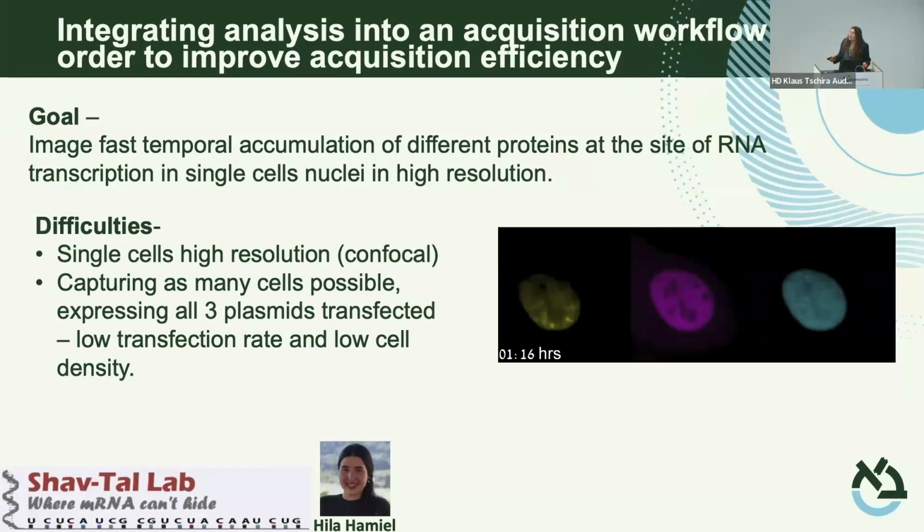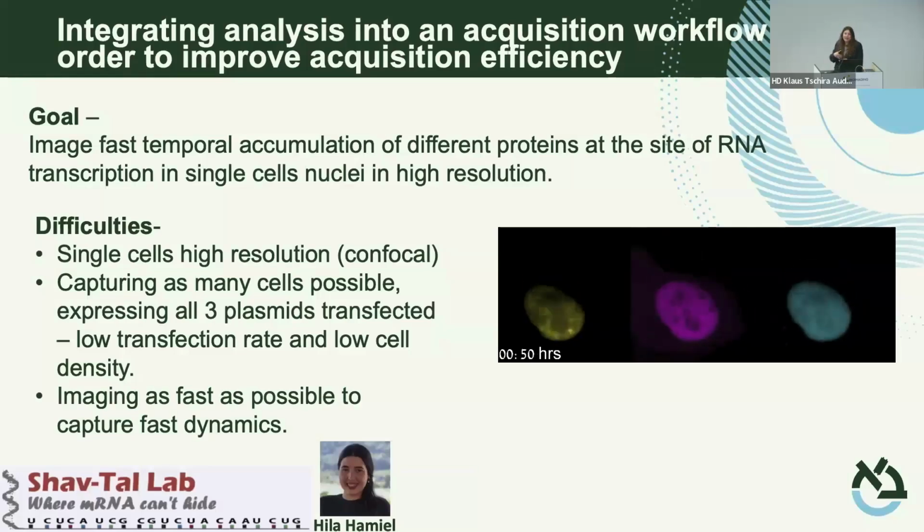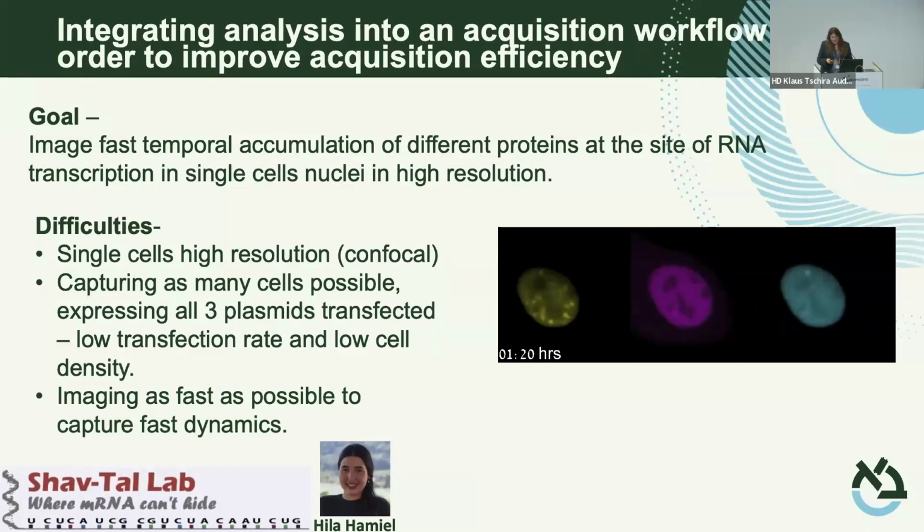But the problem is that we transfected these cells with 3 plasmids, and the transfection rate is not so high, and so some cells will not get all 3 colors. And also the cell density is not really very high. And of course, we need to image this as fast as possible to capture the dynamics of the protein in and out of the transcription site.